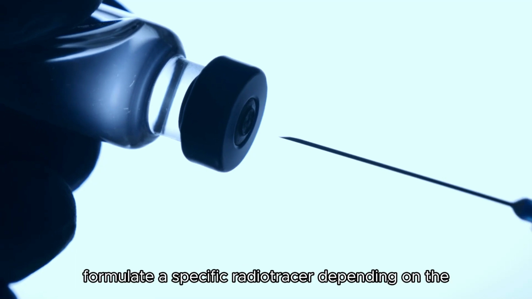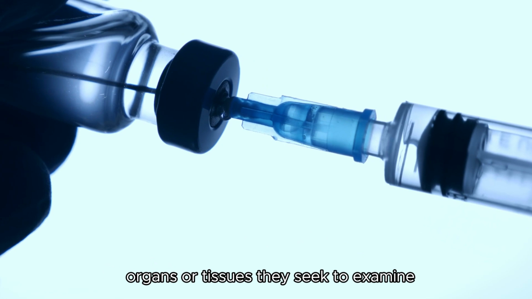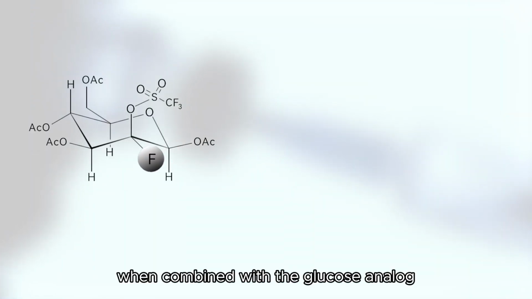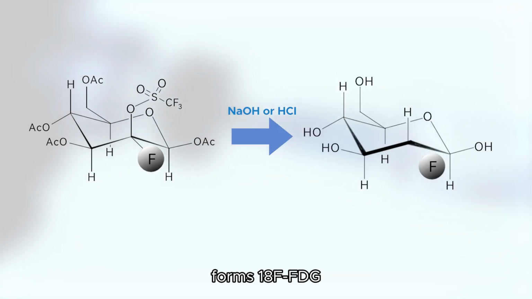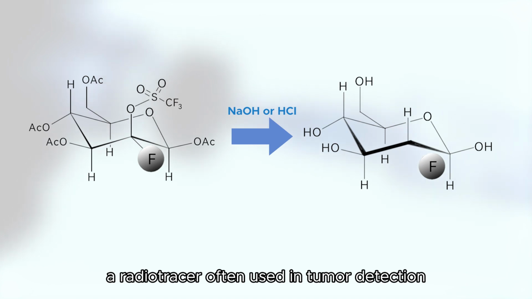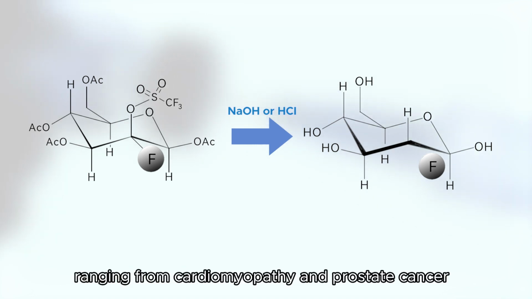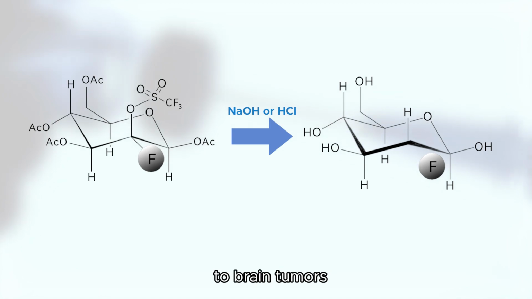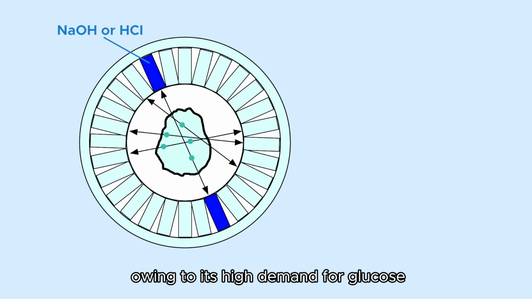Doctors have the ability to formulate a specific radiotracer depending on the organs or tissues they seek to examine. For instance, the fluorine-18 isotope, when combined with the glucose analog, 2-deoxy-2-fluoro-D-glucose, forms 18F-FDG, a radiotracer often used in tumor detection. Alternatively, 11C-acetate can be employed to diagnose and monitor an array of diseases, ranging from cardiomyopathy and prostate cancer to brain tumors.